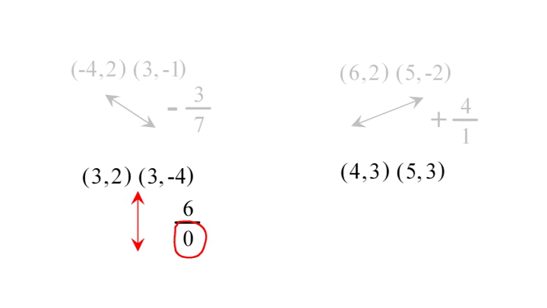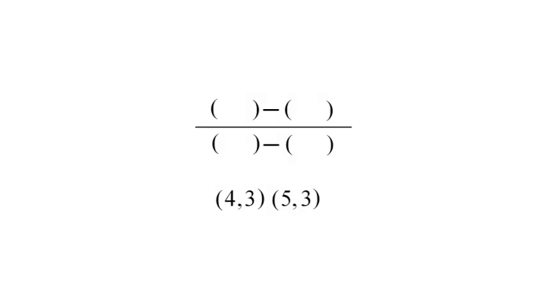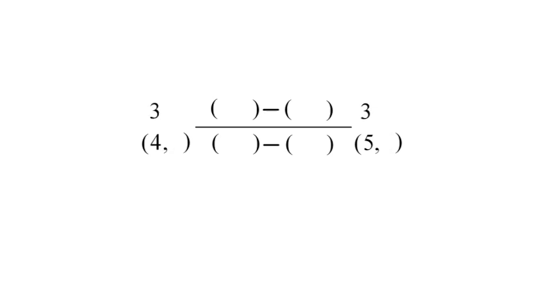Now for the last set of points, 4, 3, and 5, 3. Just like the previous problems, align the points on either side of the formula like this. Stack the y's on top of the x's, then slide them into the slots. On the top, 3 minus 3 is 0, and on the bottom, 4 minus 5 is -1.